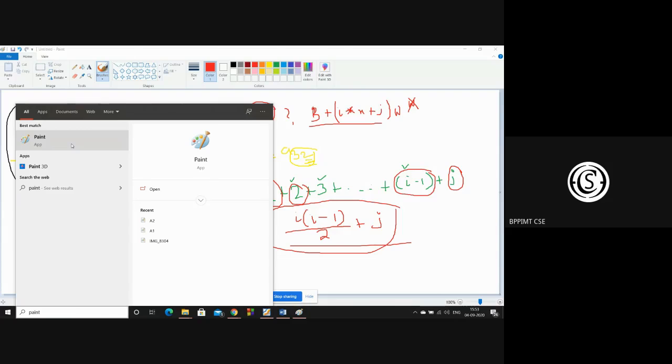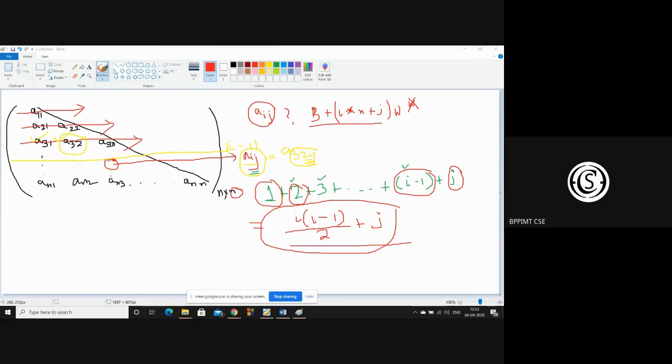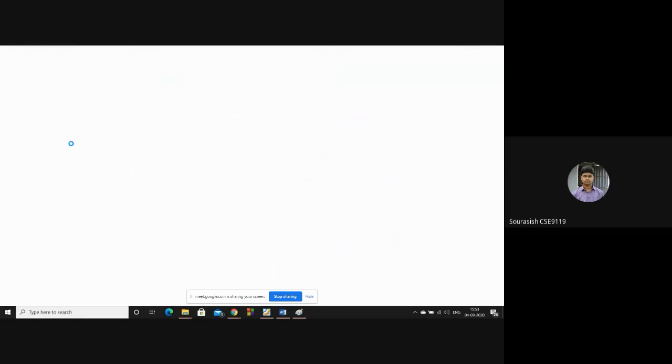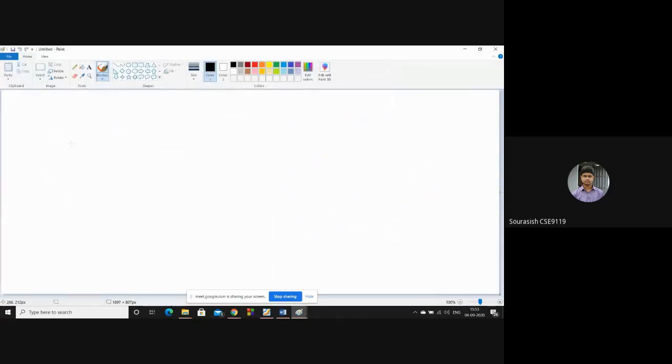Anyone? Sir, is it n into I minus 1 minus I into I minus 1 by 2 plus j? Repeat once again. N into I minus 1? Why n? The size of the matrix is n by n. But you are asked to find out the address at position ij. So why n? Sir, because the first row will have all the elements. One second.